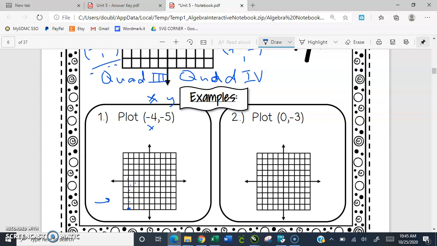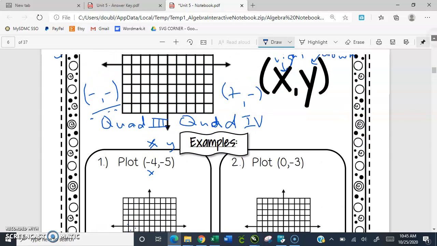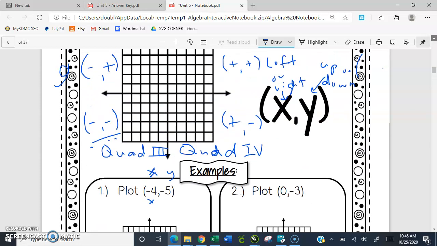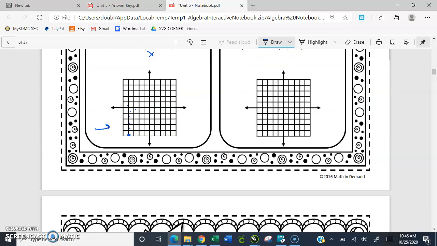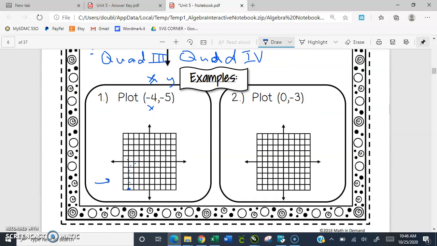Now for plot 2, we have 0, -3. So 0 can't be positive or negative, so we leave it as positive. And then we have -3. Okay, so that means it should be in this quadrant right here because our x is positive and our y is negative. So 0 is our x and -3 is our y.